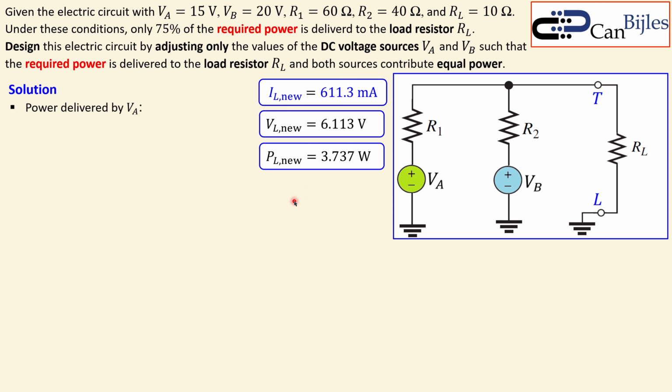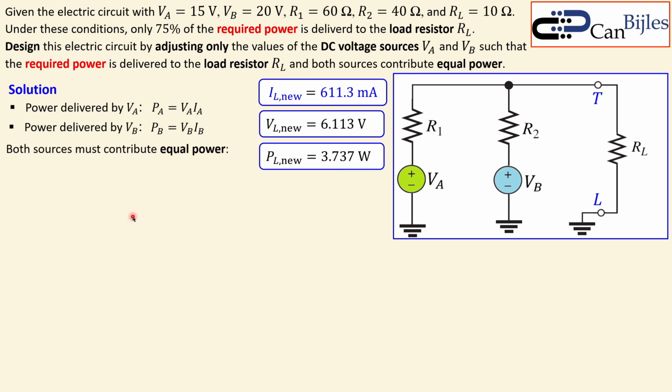Okay, let's now look at the power delivered by each source. So VA is given by this expression, so VA times IA, that is just the current delivered by the source VA. That's PA, and a similar form for VB is actually the similar equation, VB times IB. That's actually the current flowing out of this source here, going up. Okay, now both sources must contribute equal power, that's given. So that means PA must be equal to PB, because that must be equal to each other. So they need to contribute exactly equal power.